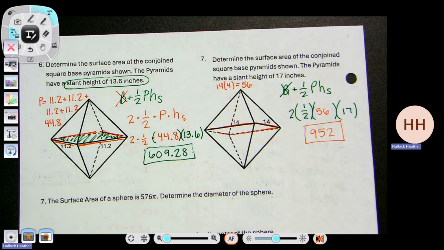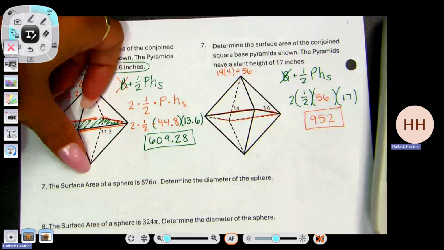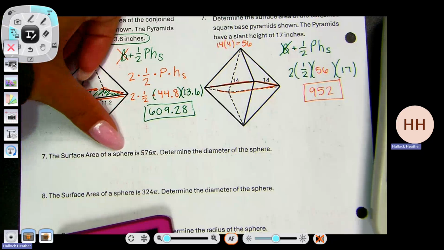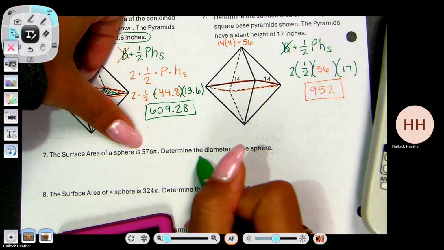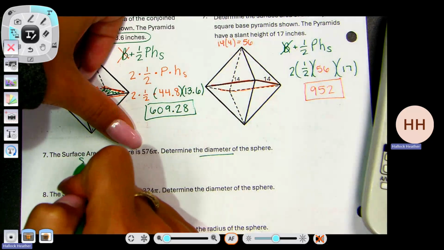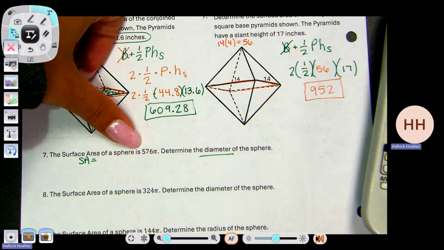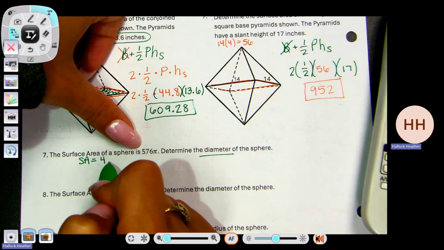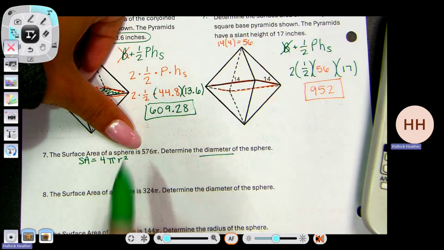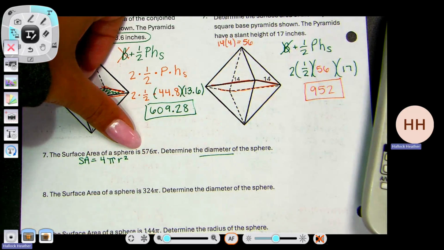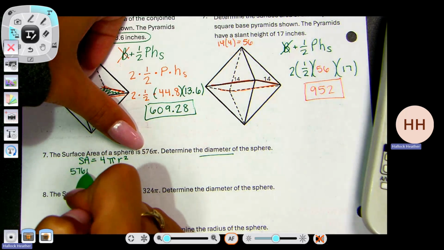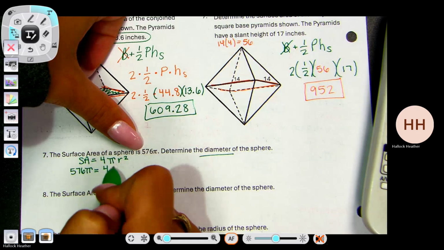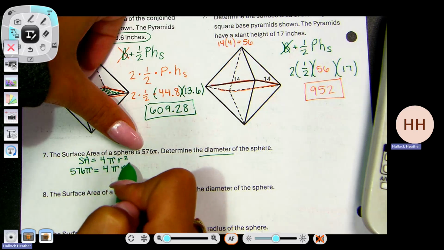The last problem we're going to do together is working backwards for a sphere. So if the surface area of a sphere is given as 576 pi, we are going to find the diameter. So what's my formula for surface area of a sphere? 4 pi r squared. This one we've technically done before with area. We're doing the same thing for surface area. 576 pi is over here. We're doing 4 pi r squared.